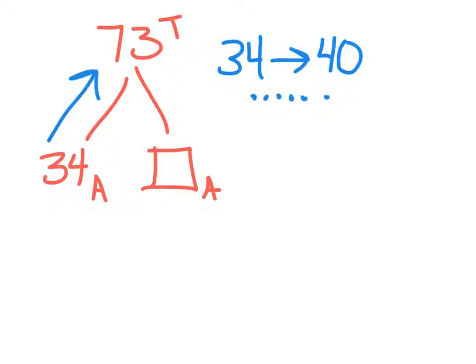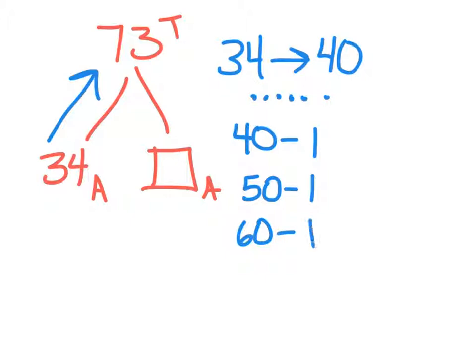So I counted on 6 ones until I got to 40. Now I'm going to count on by tens because I can count tens really easily. So to get from 40 to 50, that's going to be one more stick. And then to get from 50 to 60, that's going to be one more stick. And 60 to 70 is going to be one more stick or one more 10. So now I'm at 70. And I've got 6 ones and 3 tens so far.